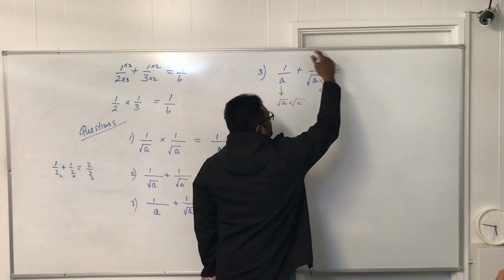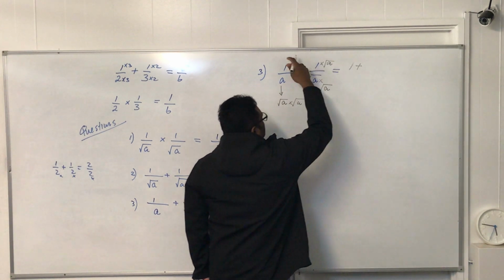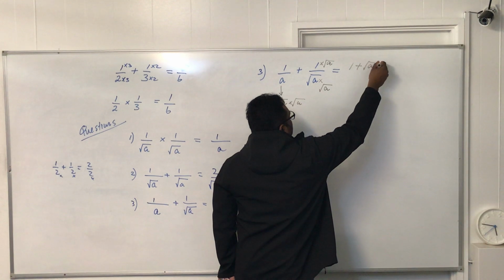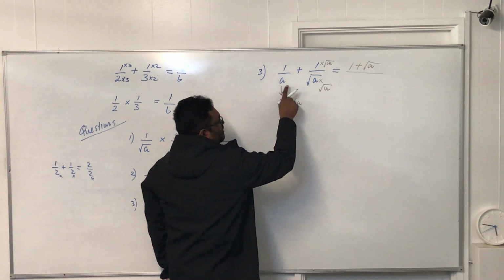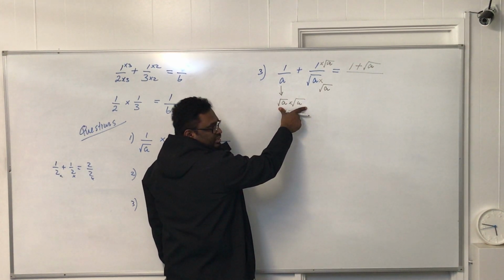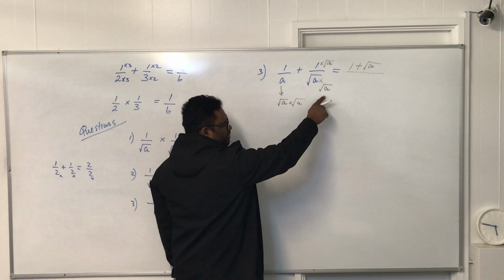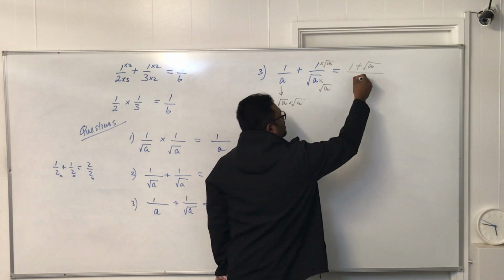Then on top, the numerator, you have 1 plus 1 times square root of A, which is square root of A. Divide by what you have in the denominator: A. Square root of A times square root of A, right? Here also square root of A times square root of A. What is that? Square root of A. A.